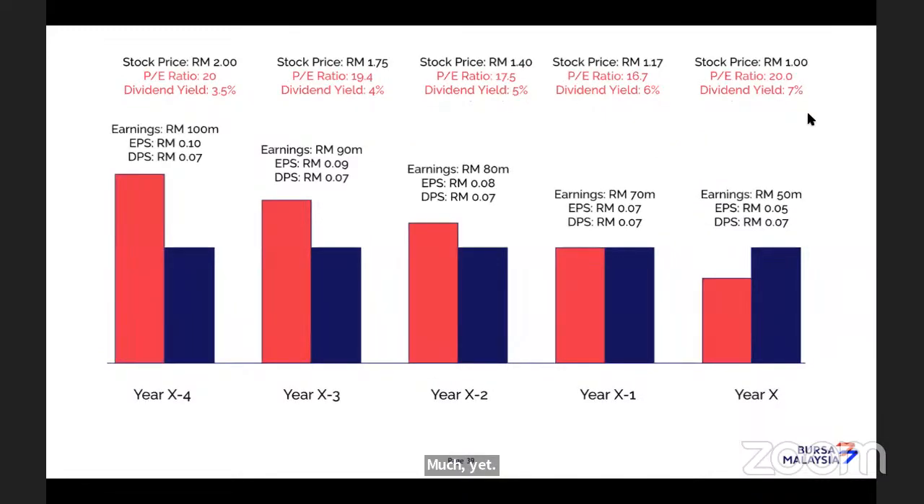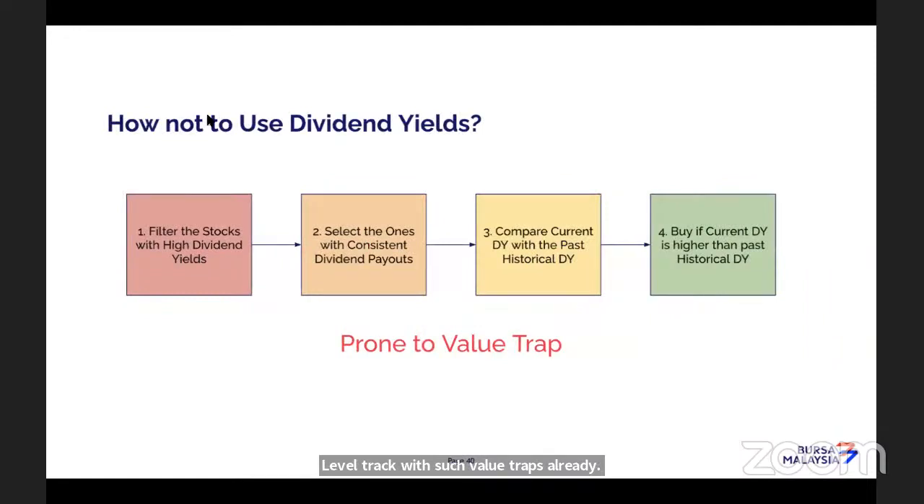The final one would be level four. So when it comes to level four, at the very least, they believe that if a company can pay out 7 cents, its earnings should be more than 7 cents so that the dividend payout would be sustainable. So if you are level 4 and you can see this through, then you should be able to avoid such value traps already.